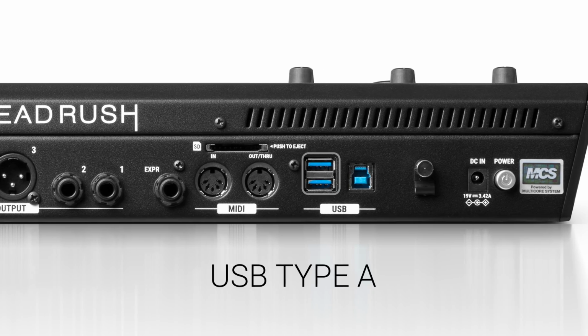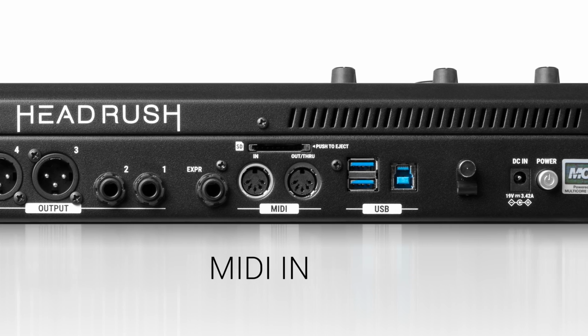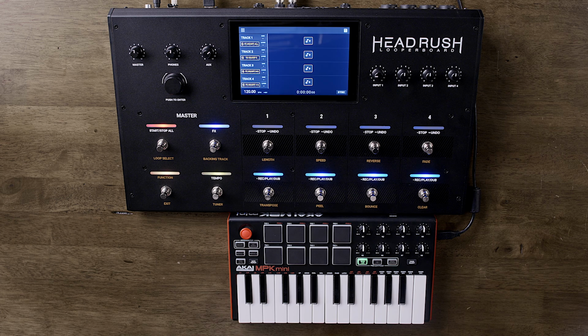The HeadRush Looperboard can be controlled by incoming MIDI CC messages from external MIDI gear. These MIDI messages can be received from hardware connected to the USB Type-A ports or 5-pin MIDI input. I'm going to be using the Akai MPK Mini as an example since it's such a popular and affordable MIDI controller. Plus, it works entirely over USB. So all I have to do is plug it into one of the USB ports on the back and it gets all the power it needs to operate. This will be the same for many other USB controllers on the market.